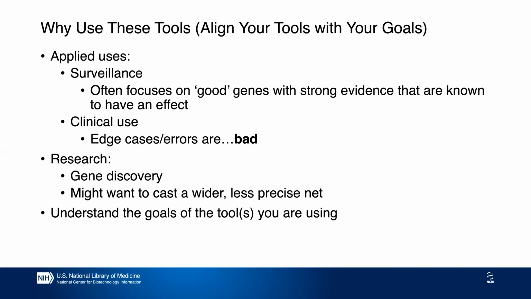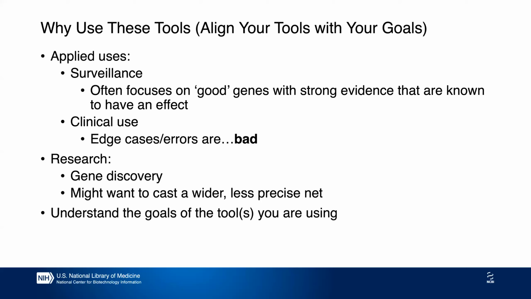So to start with, one thing to think about when you're thinking about what tool do I use? And of course, the problem is when you're a developer of one of these tools, you're always tempted to say, well, you should use my tool. But actually, the tools you should use should align with your goals. There are applied uses such as surveillance. These often focus on good genes. So genes where we feel really confident, if you see that gene, you're probably going to get the resistance phenotype. They're known to have an effect.